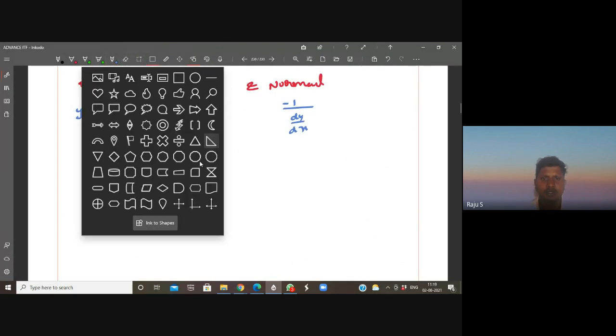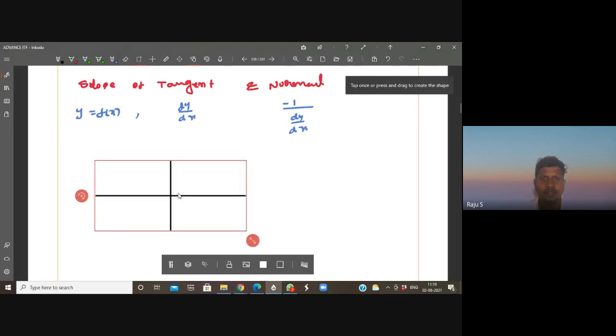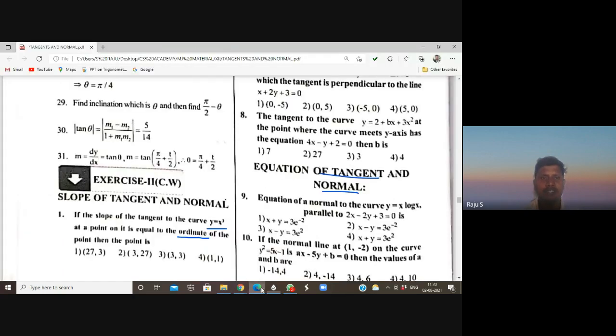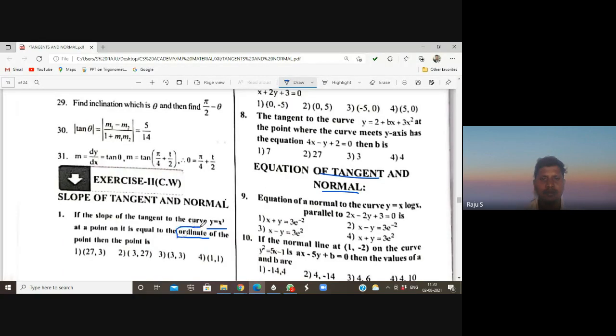The first question here. Take any curve. Like this is the curve, at any point, if you draw the tangent, the point I'm taking as x comma y. So this is a tangent having slope dy by dx. Here dy by dx is clearly equal to the ordinate. What is the ordinate here? y. Your abscissa is x, ordinate is y. The slope of the tangent is equal to the ordinate.